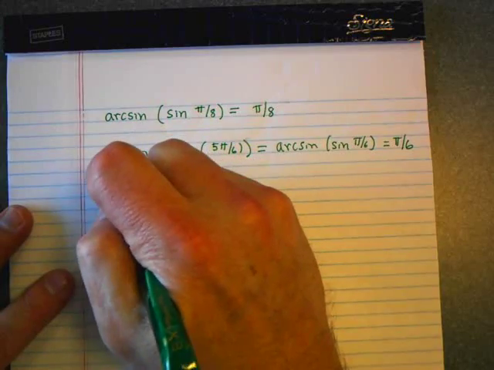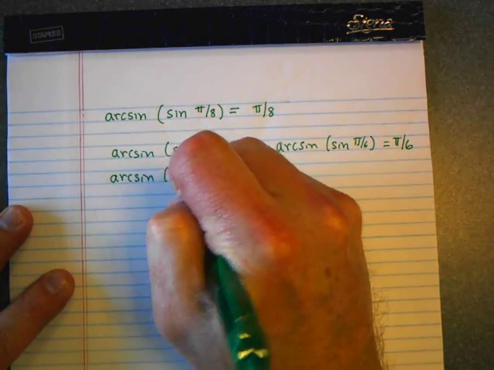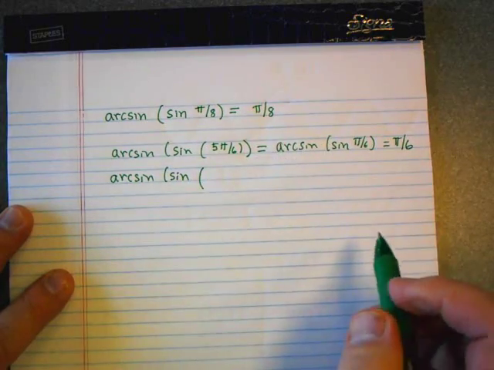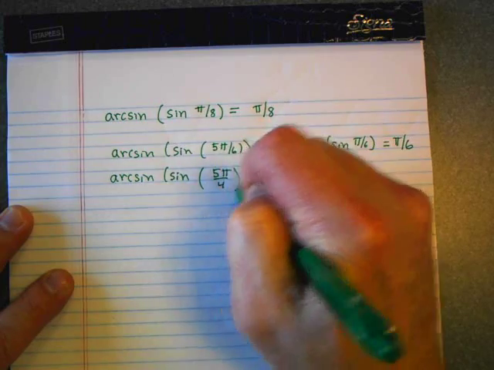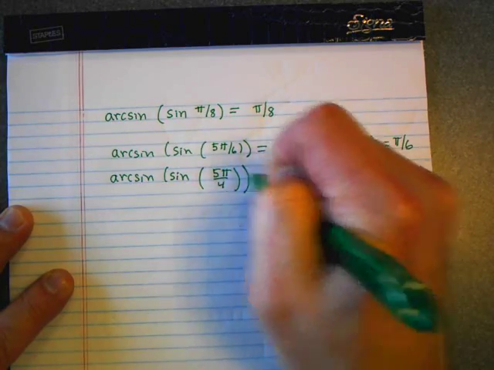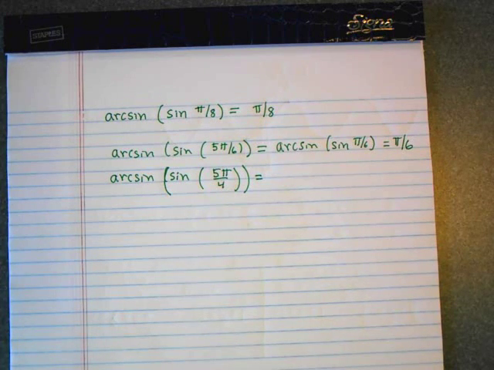How about the arc sine of the sine of 5 pi over 4? It would just be pi over 4. That's close, but not correct. Negative pi over 4 is correct.